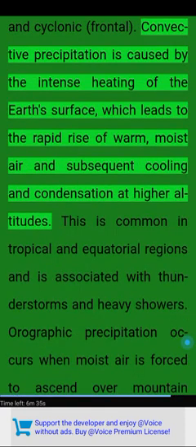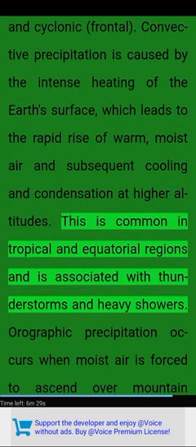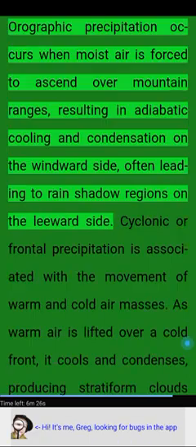Convective precipitation is caused by the intense heating of the Earth's surface, which leads to the rapid rise of warm, moist air and subsequent cooling and condensation at higher altitudes. This is common in tropical and equatorial regions and is associated with thunderstorms and heavy showers. Orographic precipitation occurs when moist air is forced to ascend over mountain ranges, resulting in adiabatic cooling and condensation on the windward side, often leading to rain shadow regions on the leeward side.